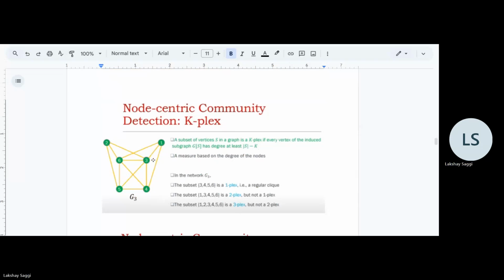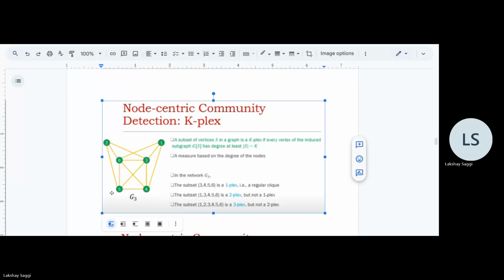So in this induced graph, 5, 6, we actually have this with a degree of 2, and the subset size is 5. So 5 minus 2 will be 3. So actually this is a 3 plex. 1, 3, 4, 5, 6 should be the 3 plex.